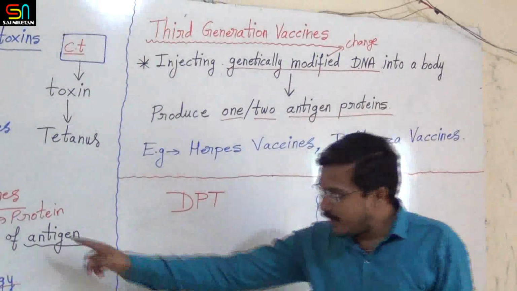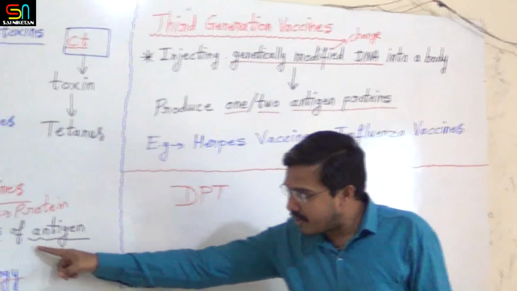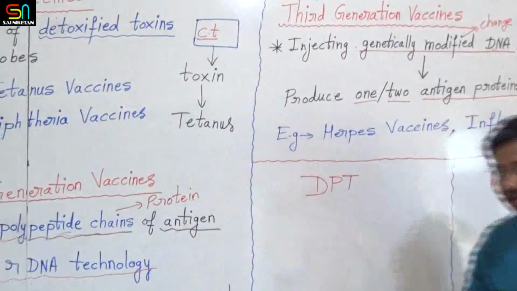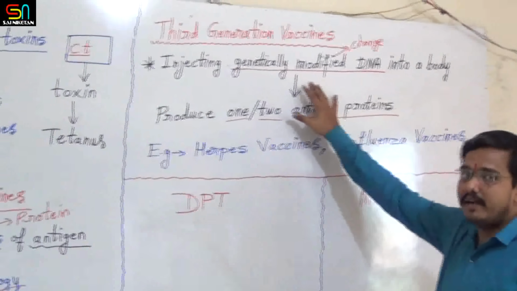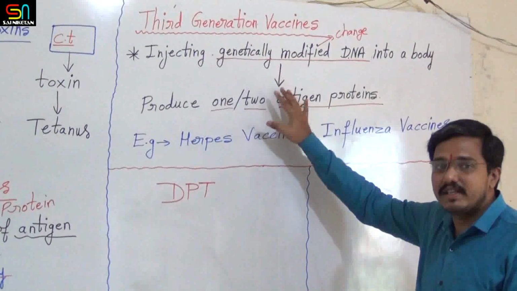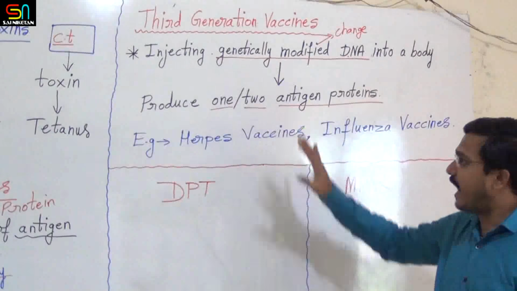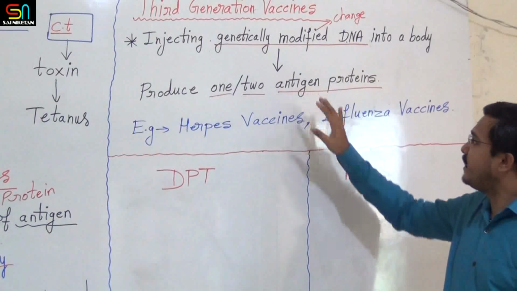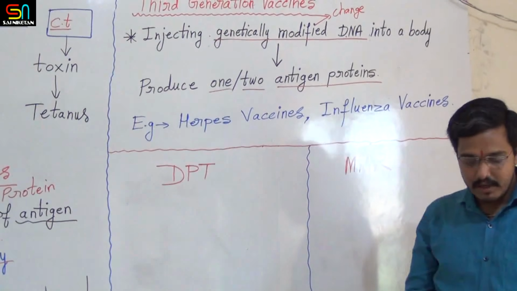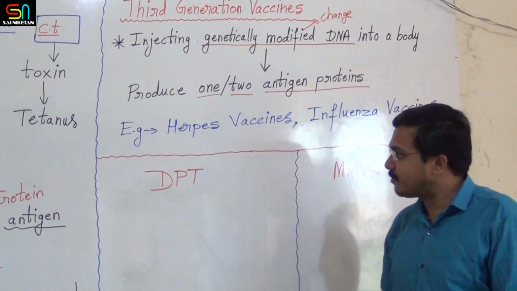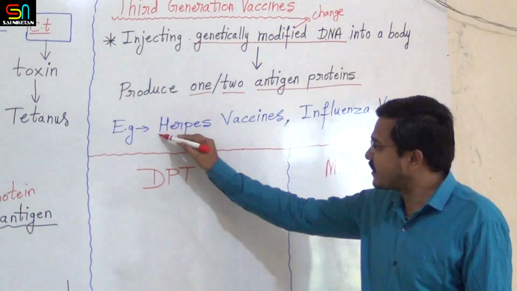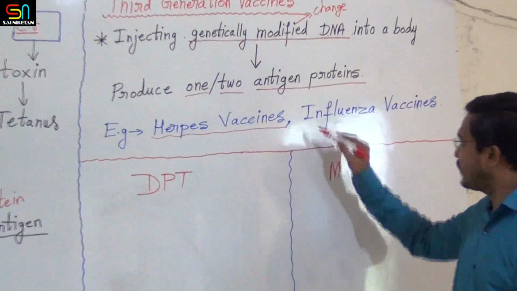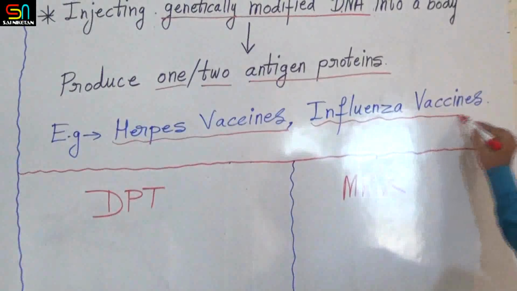Right? Here producing protein and then that proteins are used as antigens. But here changing the DNA and that DNA is injecting into the body and that DNA produces one or two antigen proteins. The examples for third generation vaccines are herpes vaccine and the second example is influenza vaccines.